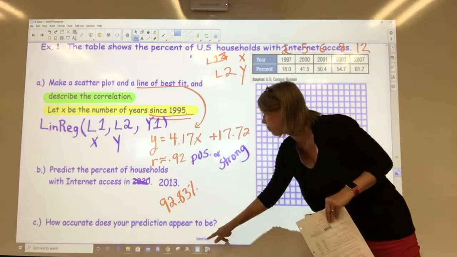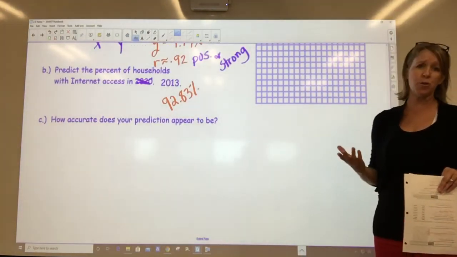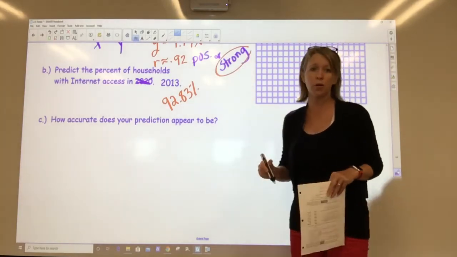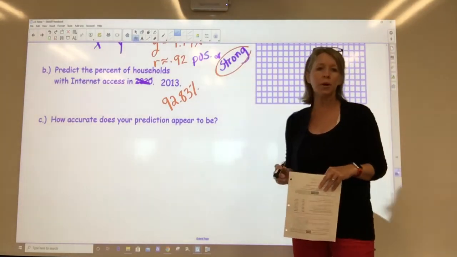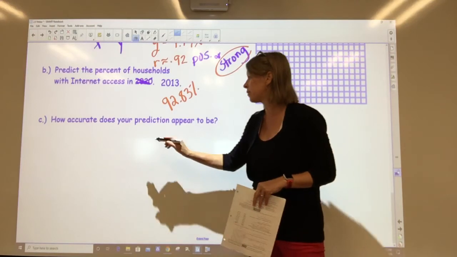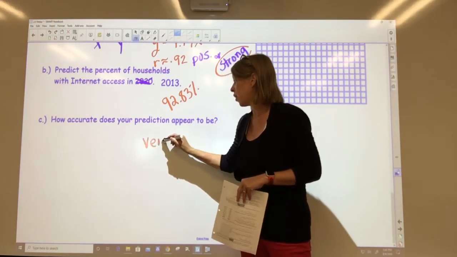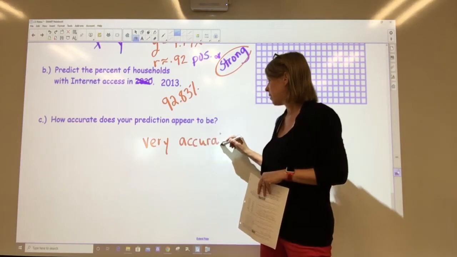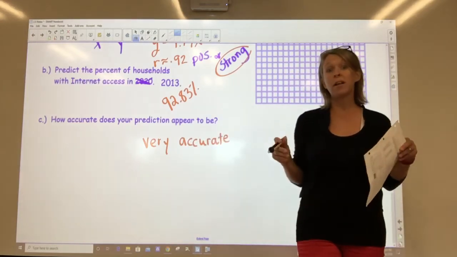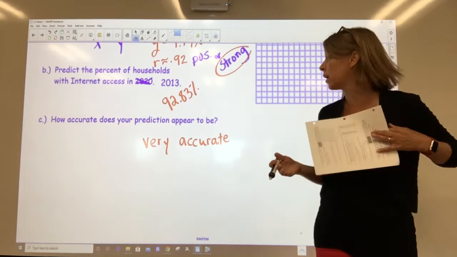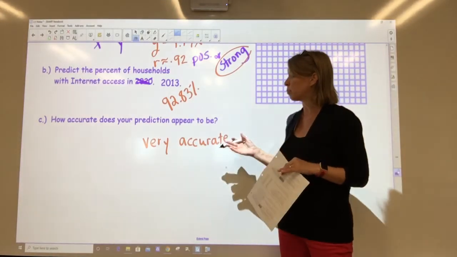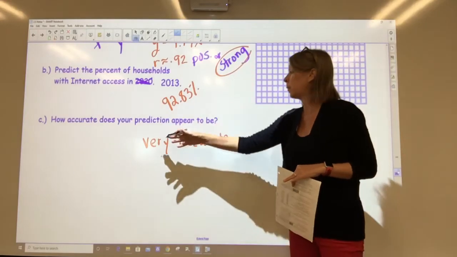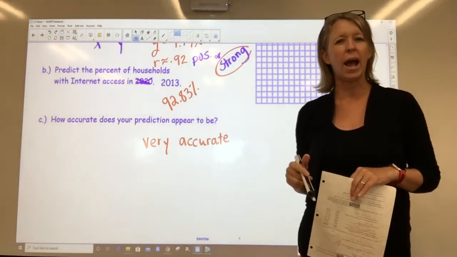Now, anytime a problem asks you, how accurate do you think your predictions are? That all has to do with how strong the correlation is. If your correlation is strong, then you can say they are very accurate. If our correlation fell in the fairly strong category, well then we would say that our predictions are fairly accurate. If this was weak, we would probably say our predictions are not very accurate at all.